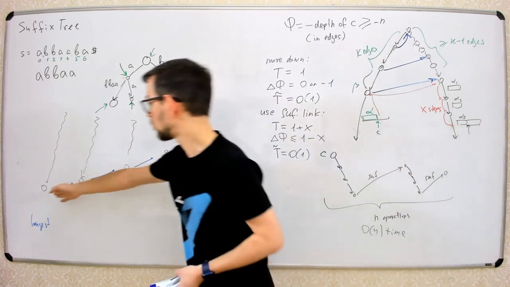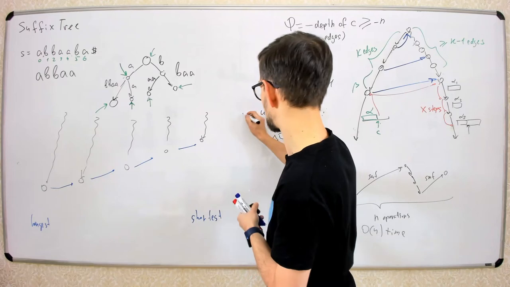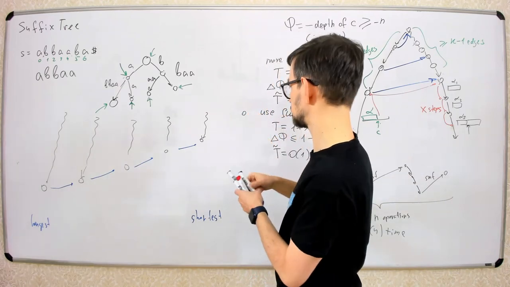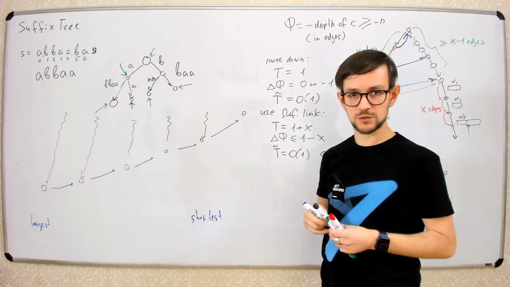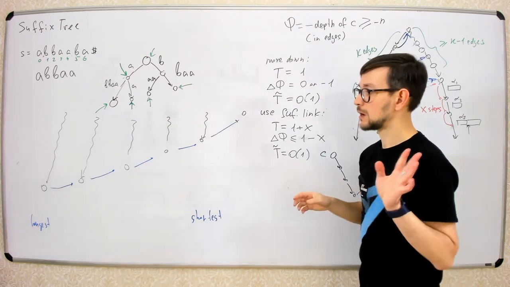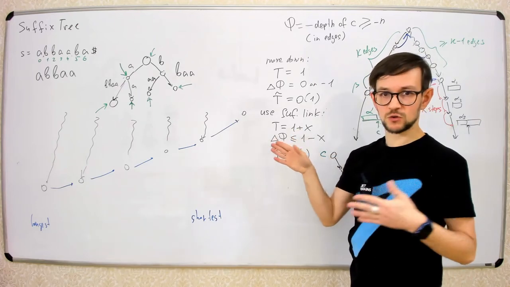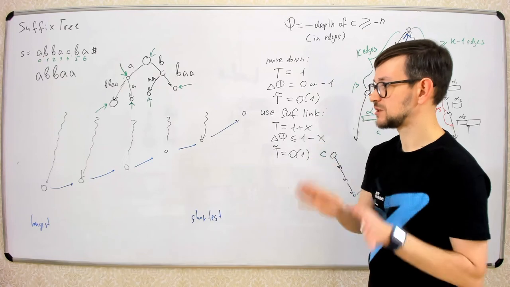So I will go from the longest suffix to the shortest suffix, so in the end I have the root, and try to extend all these positions with my new character. Now let's split this into three stages.